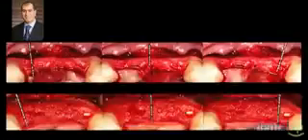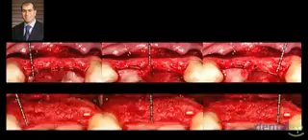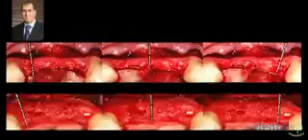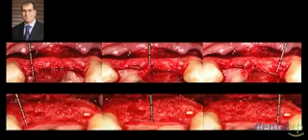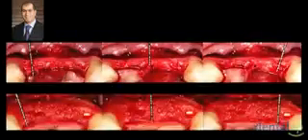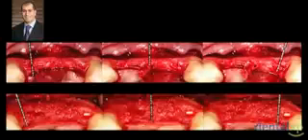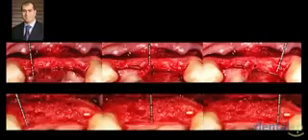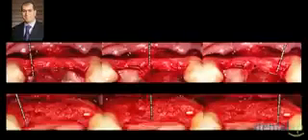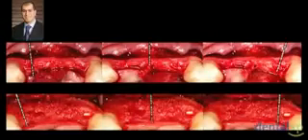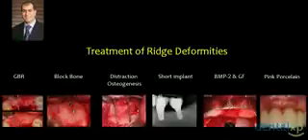There are multiple techniques, and I know Dr. Picos will be talking after me on this topic very extensively. We can predictably take somebody from here to achieve this result. And yes, we are overcorrecting, because if we want to achieve the volume that is required, we must overcorrect our site. So therefore, also our selection of graft material becomes very, very critical.